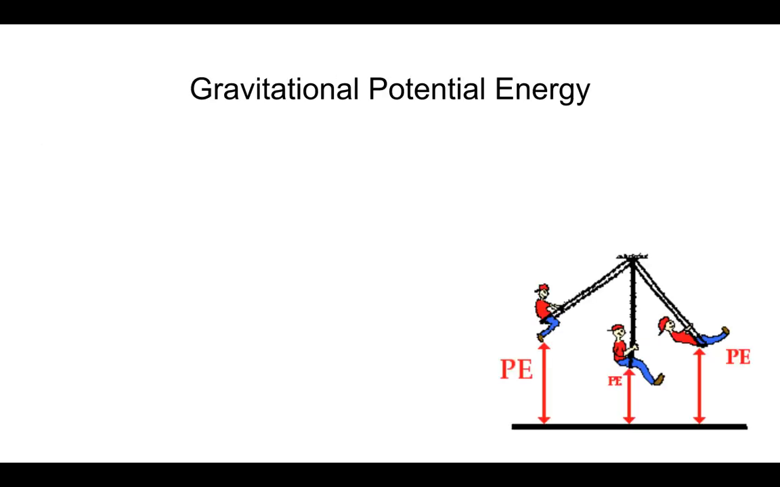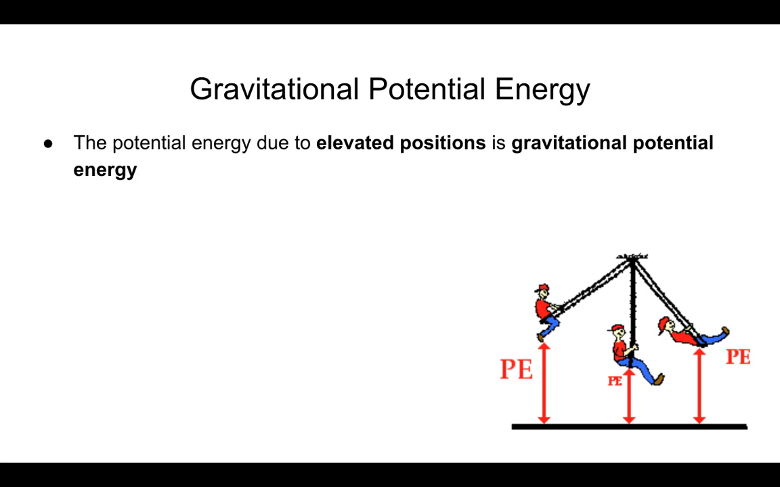So let's talk about gravitational potential energy first. Gravitational potential energy is the potential energy due to elevated positions. So whenever something is up at a certain height, it has gravitational potential energy. The higher the height, the more gravitational potential energy an object has. Now, for this, we do need a reference point, and usually what we say is that the reference point is the ground, meaning that our x equals 0 or h equals 0 is the ground.